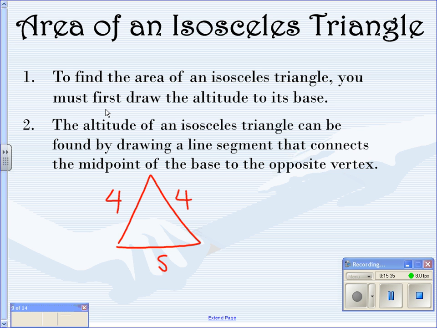Is this an isosceles triangle? Okay. Which one is my base? The 5. The way that you draw your altitude, it's from the midpoint of the base to the opposite vertex. Which vertex is opposite of this base? The one up at the top. Does that make sense?